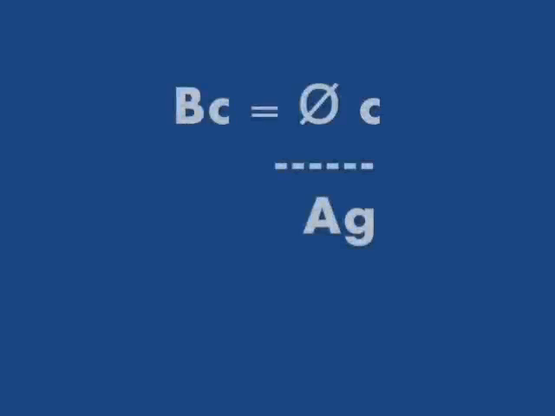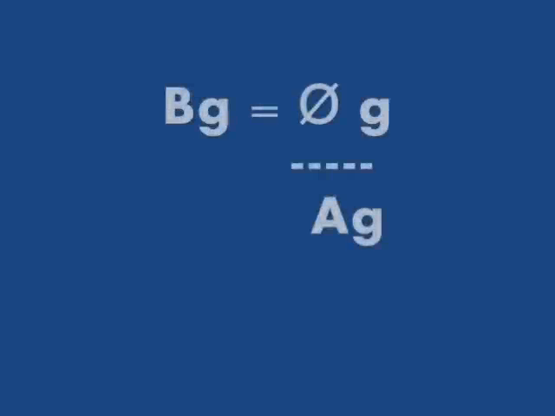Then the flux density will be obtained. We will get that the flux density Bc is flux C over Ac, and we will get that Bg will be equal to flux G over Ag.